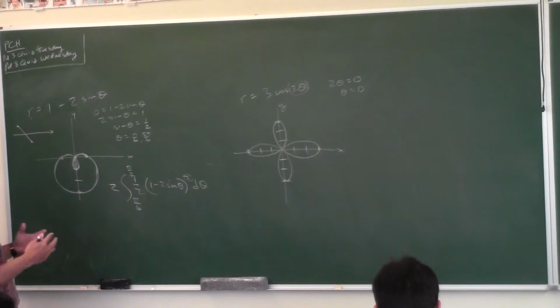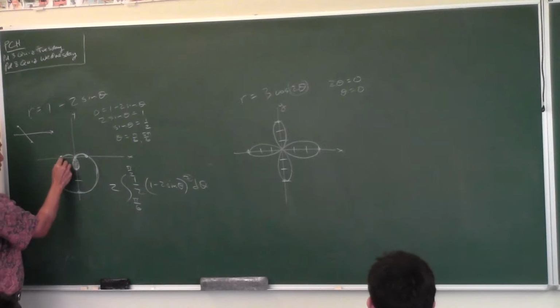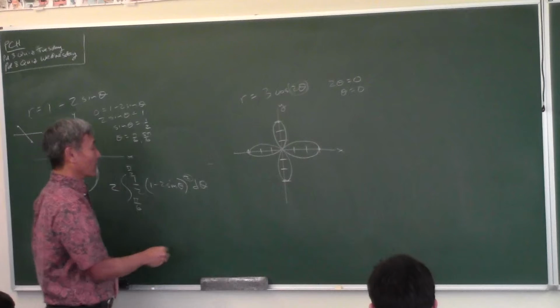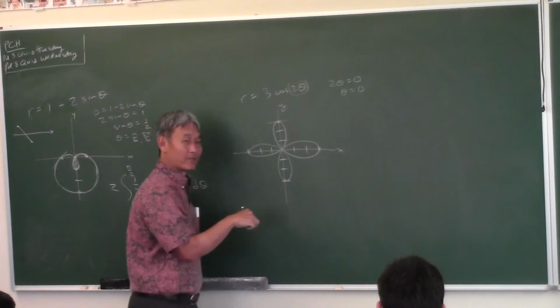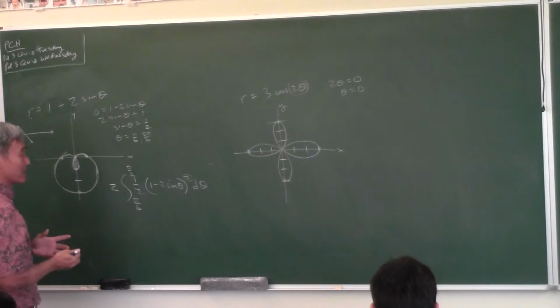So on tonight's homework, I believe, you're going to have to draw these graphs and they're going to ask you, what is the slope right there? Or what is the slope at the tip of the petals of the rose curve? That's the kind of stuff you have to do.